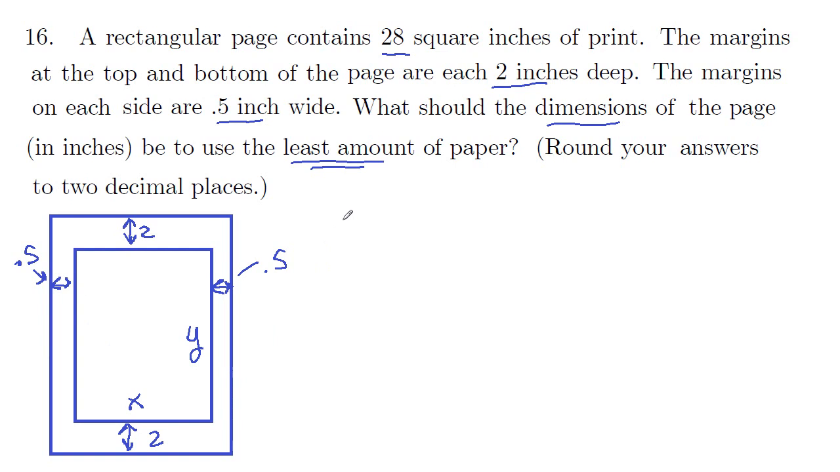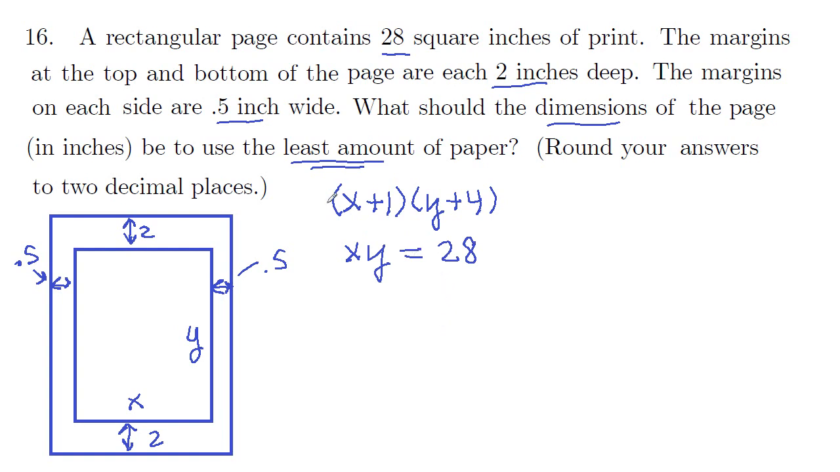So then we know that length times width for the page, so length is going to be x plus 0.5 plus 0.5, so x plus 1, times y plus 2 plus 2, y plus 4. Those are going to be the dimensions of the page. We know it's got 28 square inches of print, so the print is x by y. So we know xy is equal to 28.